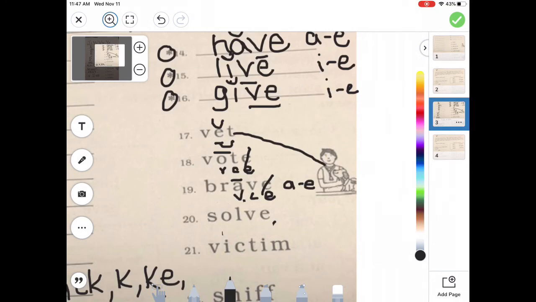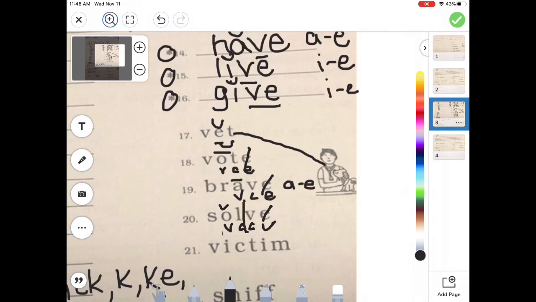All right, guys, this word's a little bit different. So I've got a vowel, consonant, consonant, vowel pattern, so I'm going to break it up just a little bit. My O is in front of an L, so it's going to be short. And then so all, sol, and then my last one says v, because this E is silent, so solve. Vet, vote, brave, and solve.